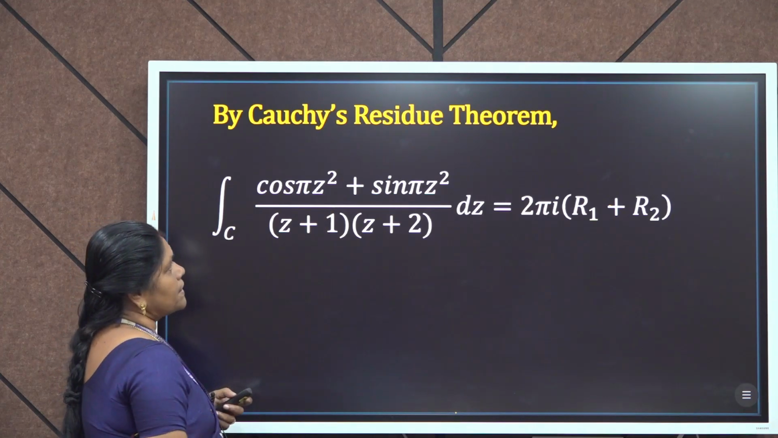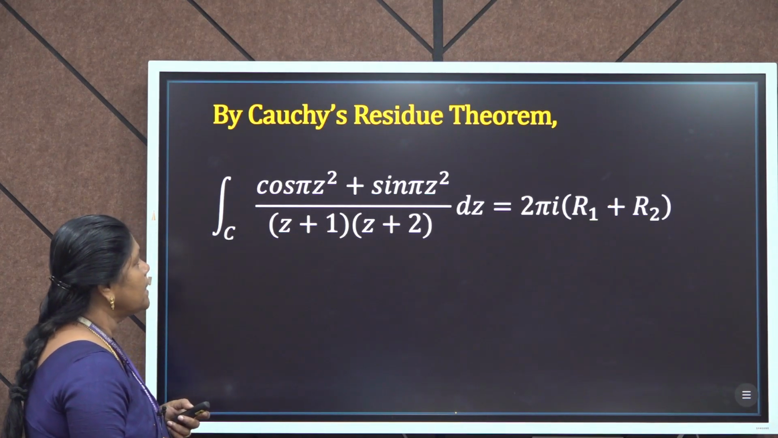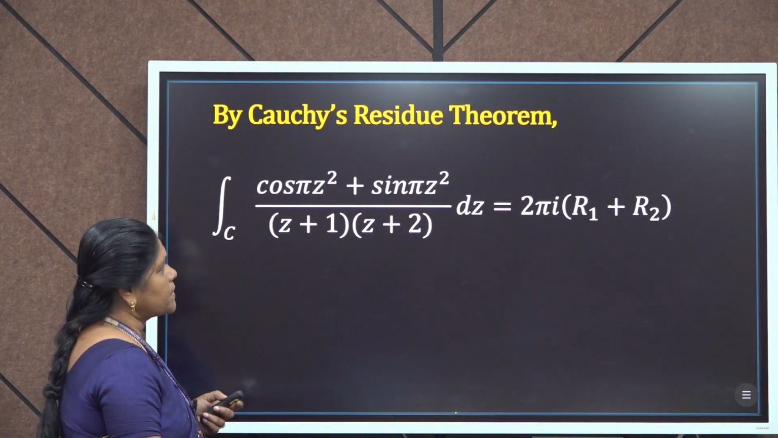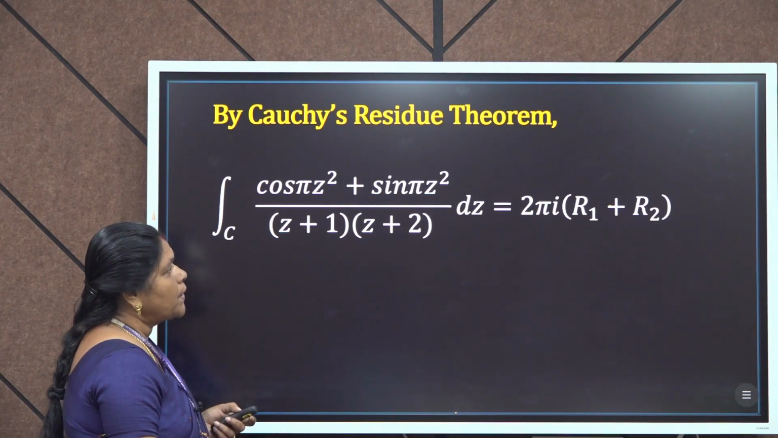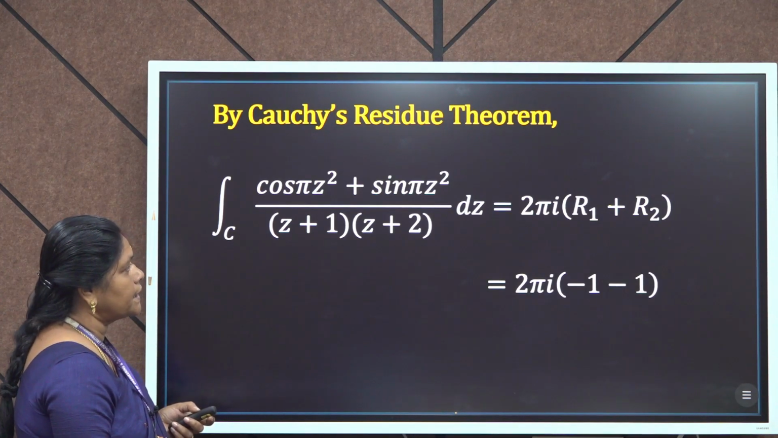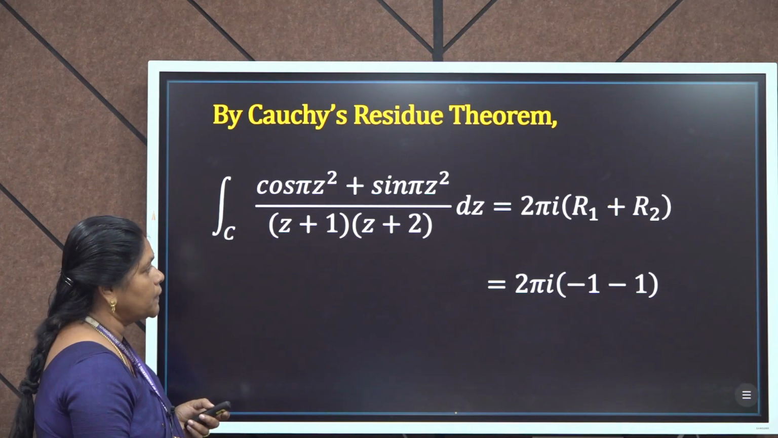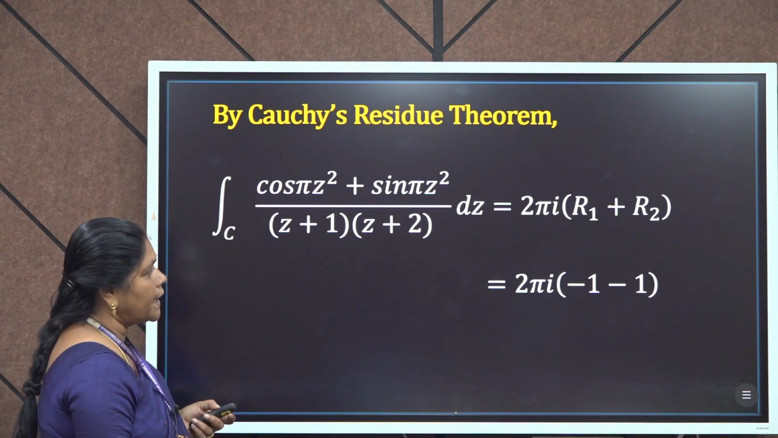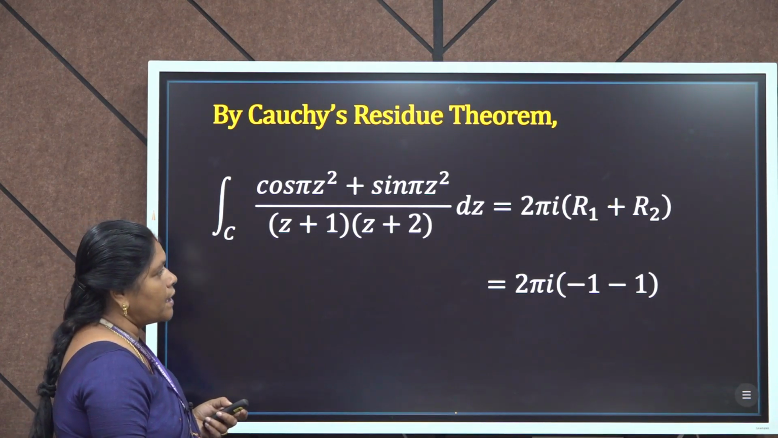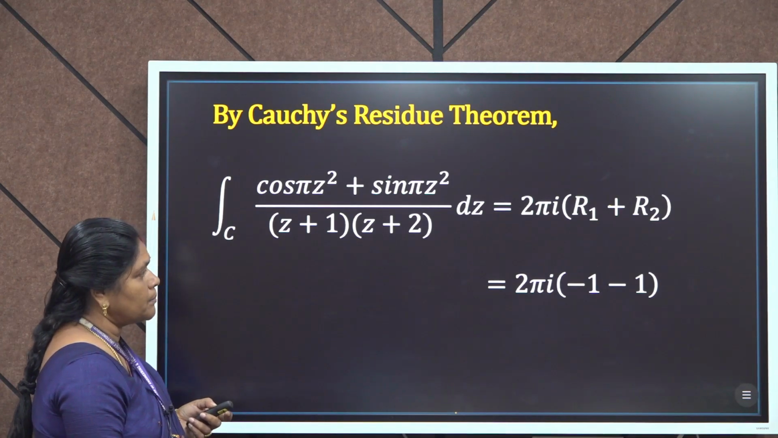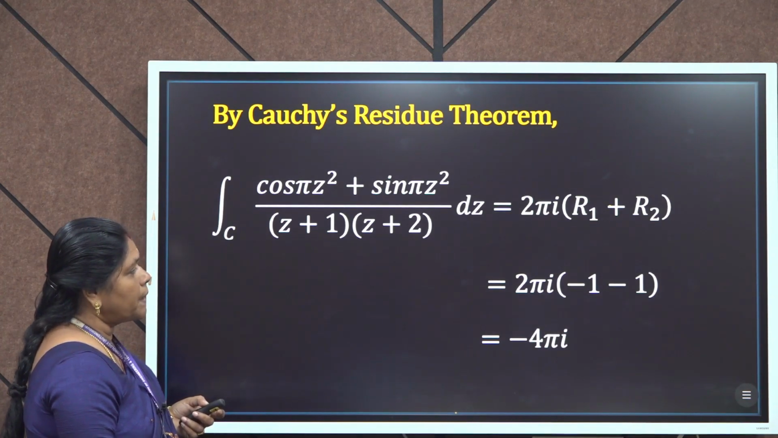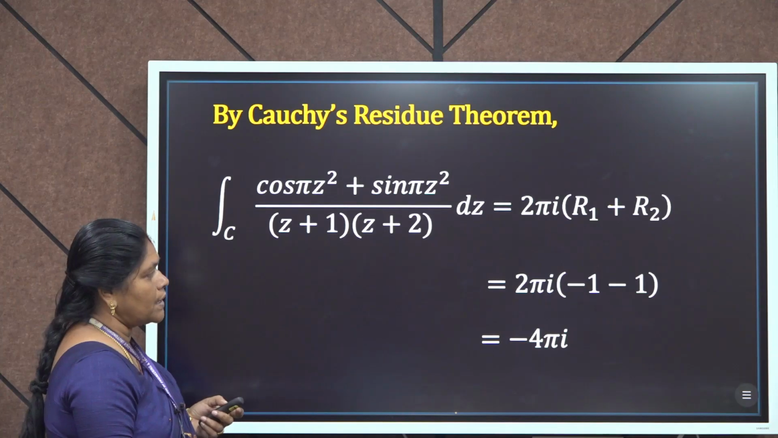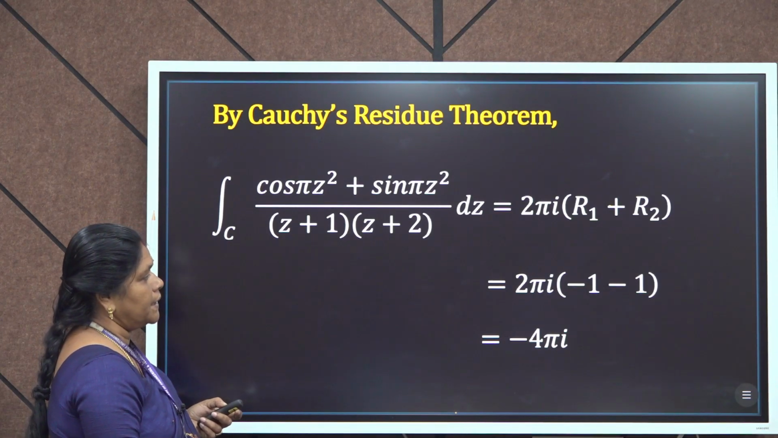Therefore, by using Cauchy's residue theorem, the value of the integral over C of (cos πz² + sin πz²) divided by (z+1)(z+2) dz is equal to 2πi times the sum of the residues R1 and R2. Already we have calculated R1 as -1 and R2 as -1, therefore 2πi times -2, that is equal to -4πi.